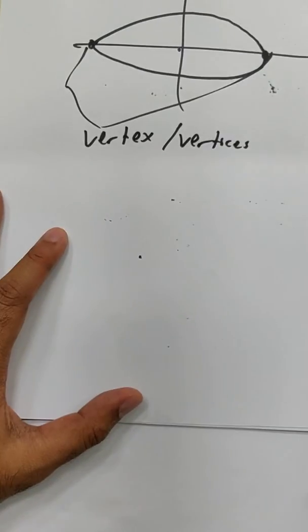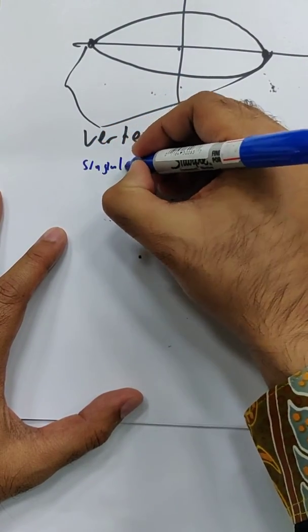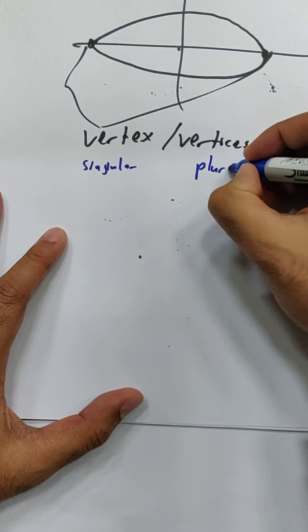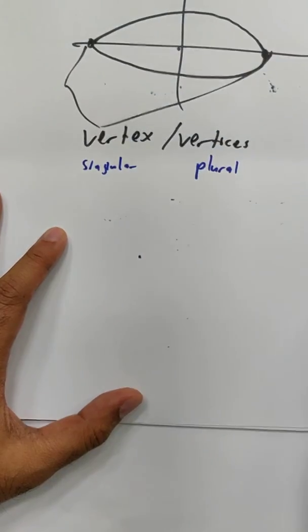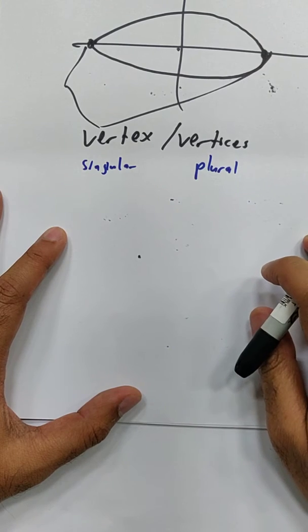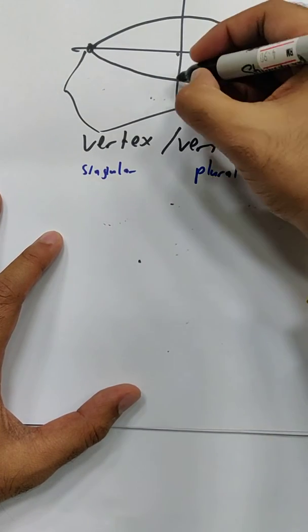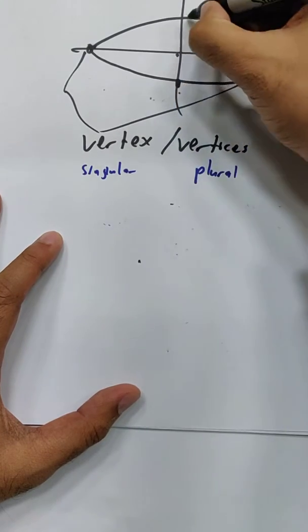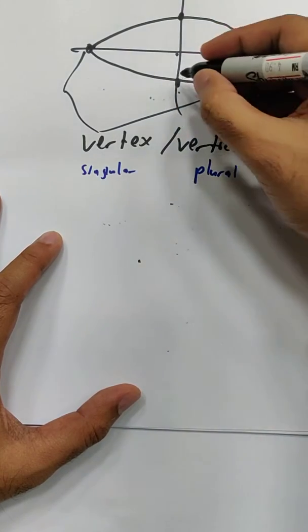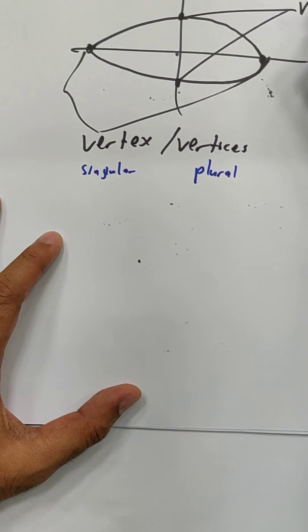What's the difference between vertex and vertices? Vertex is singular, vertices is plural. So if I'm only referring to one, it's vertex. If I'm referring to both, it's vertices. Still a bad ellipse. And actually there are 4 vertices, if I were to be more precise. This is also the next vertex.